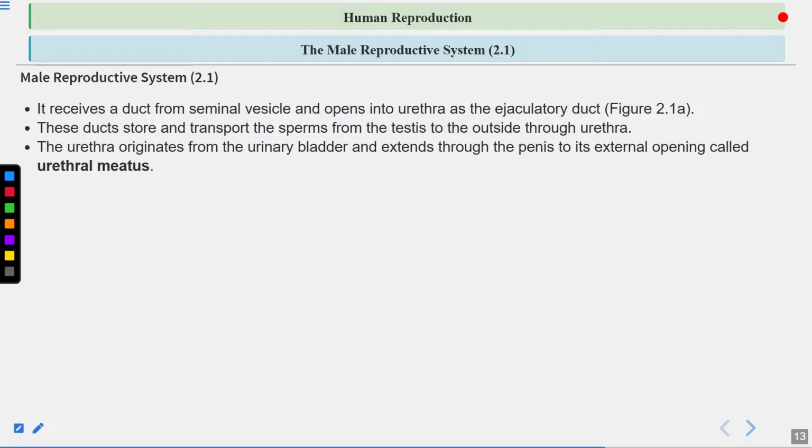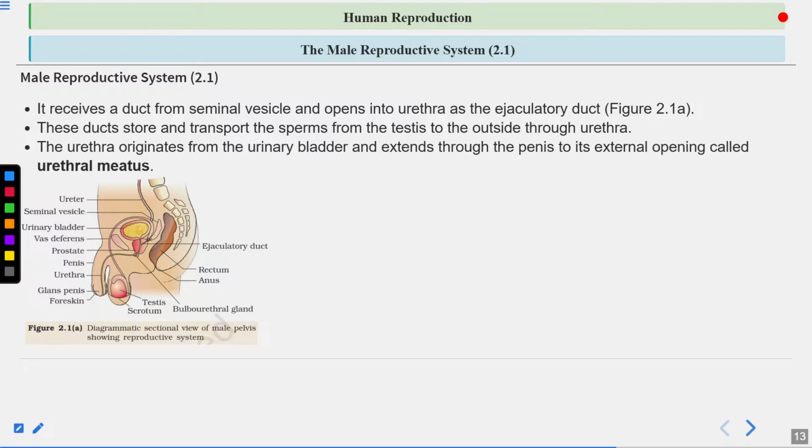Now the urethra originates from the urinary bladder and extends through the penis to its external opening called the urethral meatus. Clear? So what is urethra? It originates from the urinary bladder, and it will extend through the penis to its external opening, which is known as the urethral meatus.